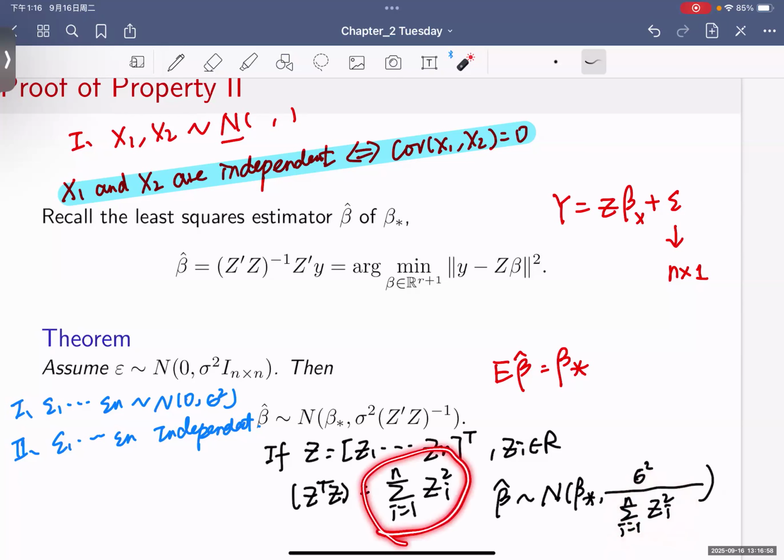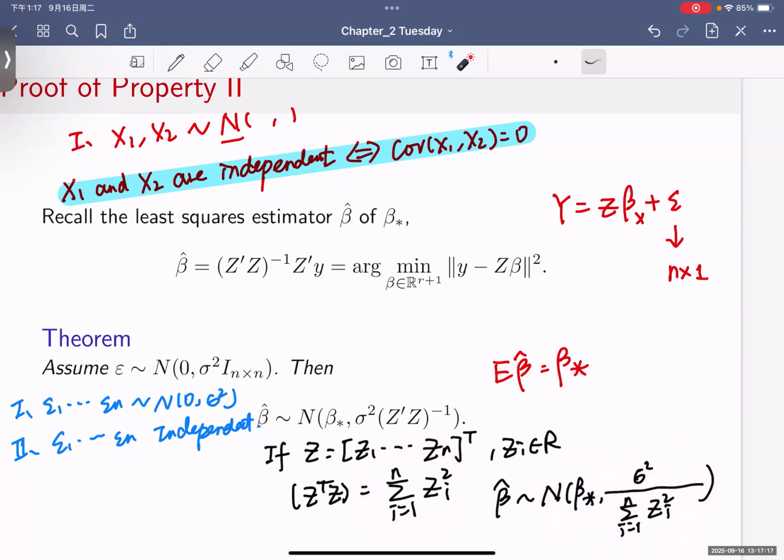Because everybody here is positive, once we have more n, this term will increase, and therefore this whole part will decrease. That stands for the variance decreasing. So what does it mean for the variance to decrease? You will be more and more close to beta star.